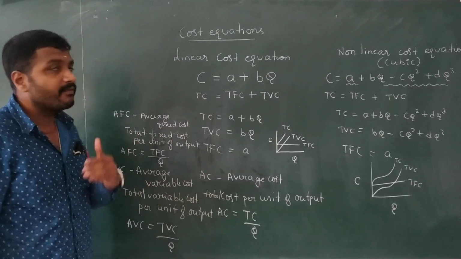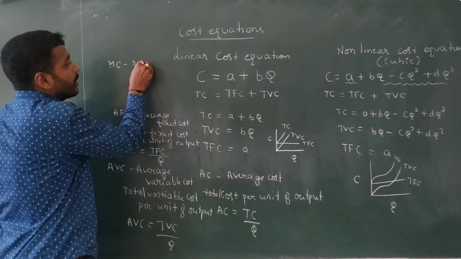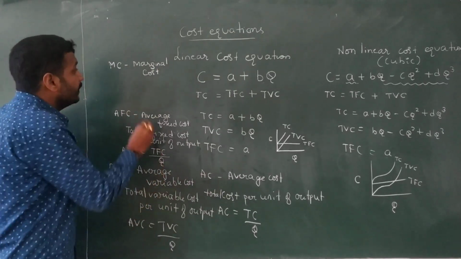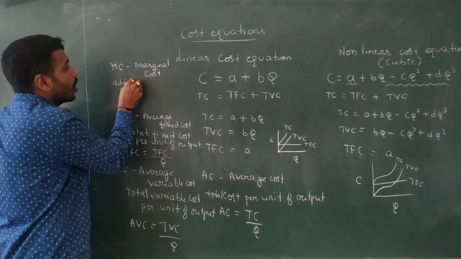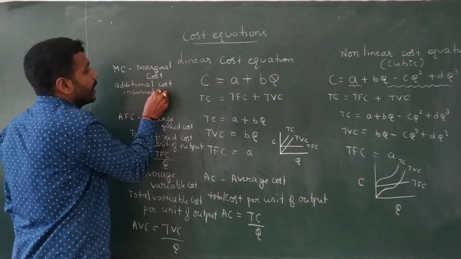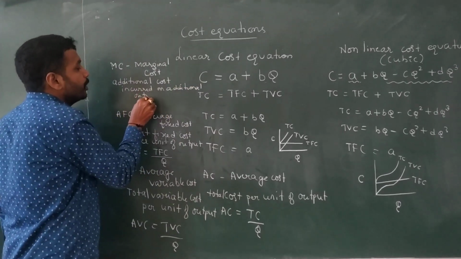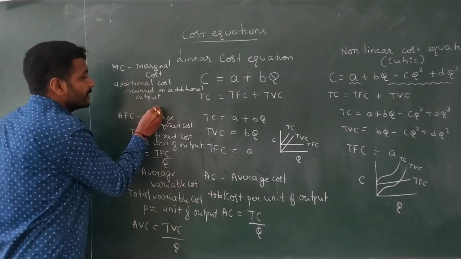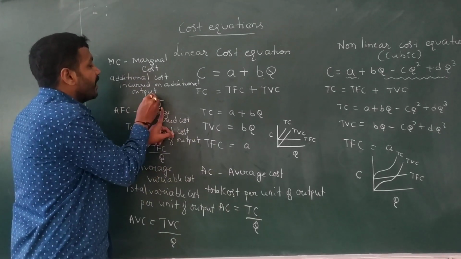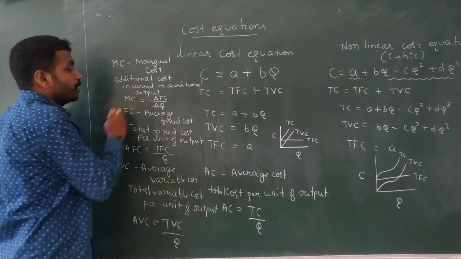In addition to this, we have one more cost, that is marginal cost. MC stands for marginal cost, which is nothing but additional cost incurred on additional output. That means if a farmer wants to produce additional output, let us say delta Q, how much of additional total cost he needs to incur? That we call it as marginal cost.